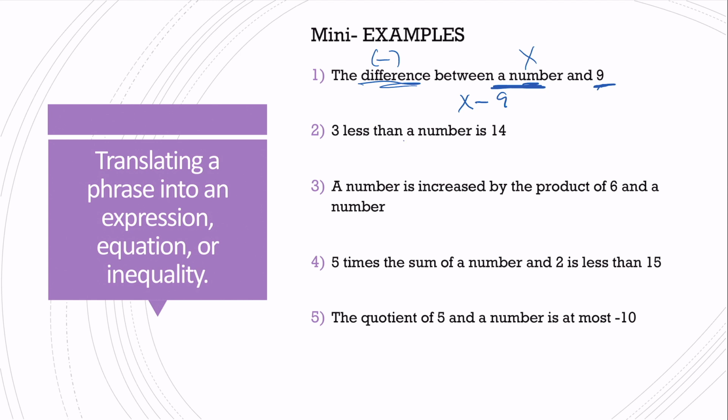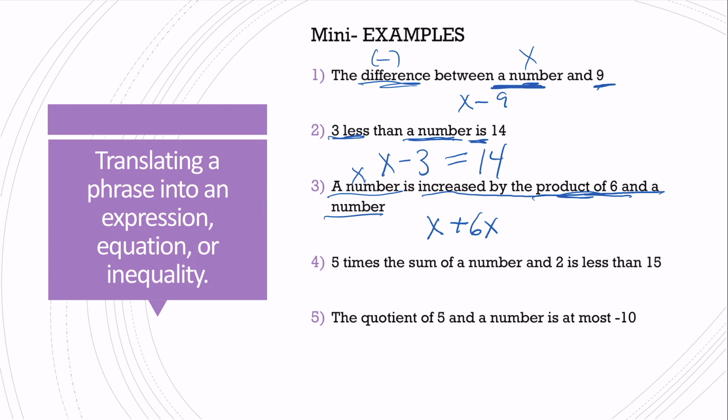So if I have a number and I take 3 less than that, so that might be subtracting by 3, that's my equal sign, 14. A number, that's x, is increased by the product of 6 and a number. So some number is increased by the product. So we're going to multiply 6 and a number. So I could write that as 6x or 6 times x. That's just an expression. It's not an equation because there's no equal sign.